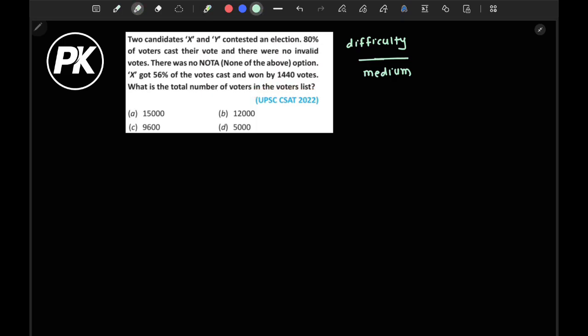So let's try to frame this problem into an equation. Let's consider the total number of voters equals x. These are the total number of voters, but it is given that only 80% of the voters cast their vote. So how many votes are cast? That is only 80%, so I write 0.8x votes are the cast votes.